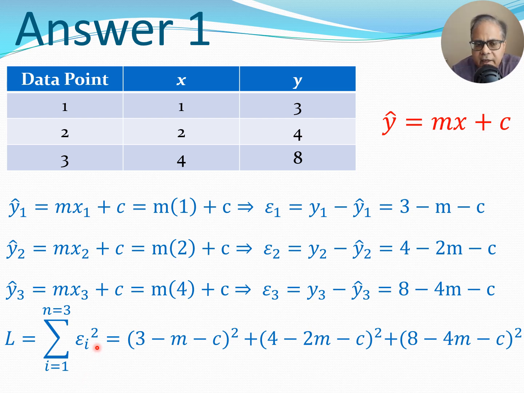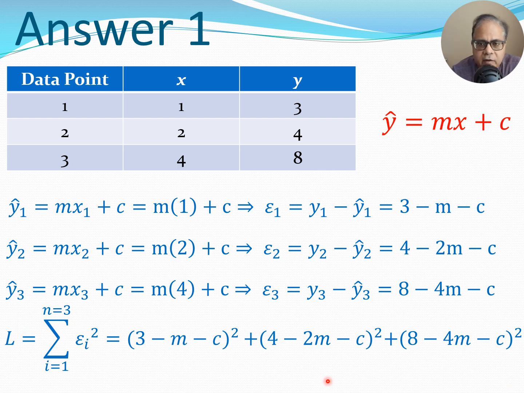Now once I have this definition, I can expand it out as epsilon 1 square plus epsilon 2 square plus epsilon 3 square, where I have taken these three values and simply put them here. So now we have a problem which we can pose as a problem in calculus. You can think of this function L as a function of m and c, and then I need to minimize this function.